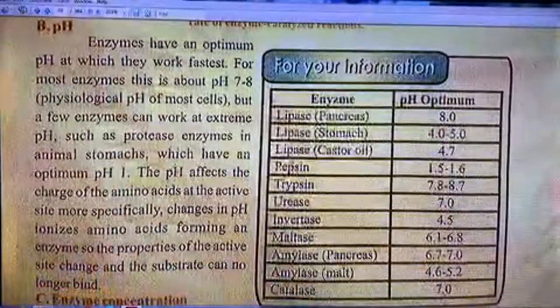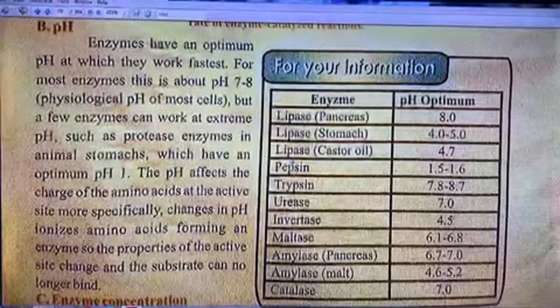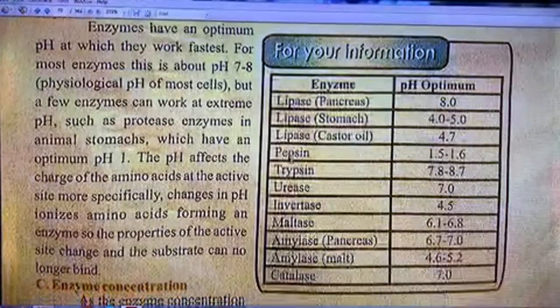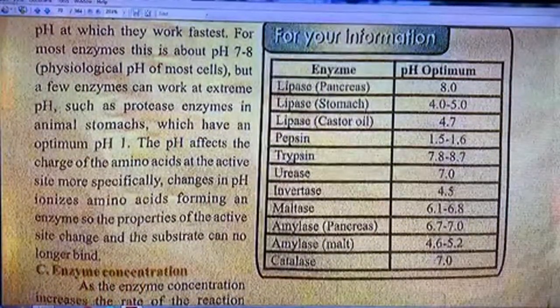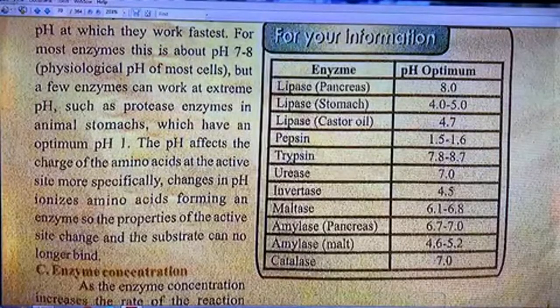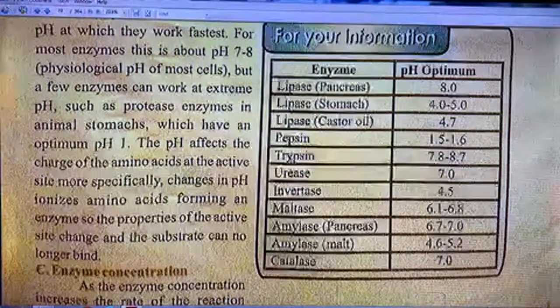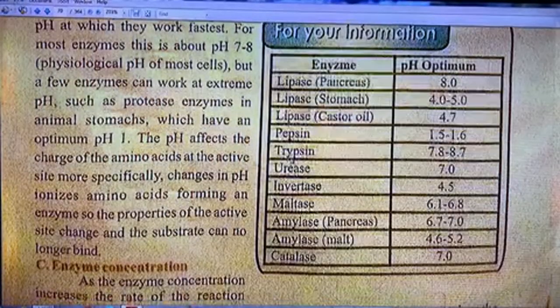pH. Enzymes have an optimum pH at which they work fastest. For most enzymes, this is about pH 7 to 8, the physiological pH of most cells. A few enzymes can work at extreme pH, such as protease enzymes in animal stomachs, which have an optimum pH of 1. The pH affects the charge of the amino acids at the active site. More specifically, changes in pH ionize amino acids forming an enzyme, so the properties of the active site change and the substrate can no longer bind.